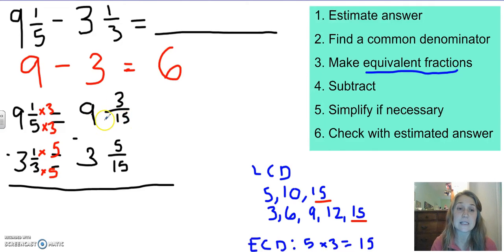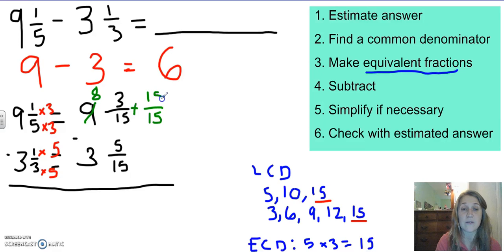9 and 3/15. I'm going to need to regroup one of my wholes. So I'm going to turn the 9 into 8 wholes. And I'm going to add this one whole to my fraction. But I'm not going to add it as one whole because we know that we have to have a common denominator when we add. So what's another way to write one whole? Maybe as a fraction? Well, if my denominator has to be 15, then my numerator has to also be 15. Because when the numerator and the denominator are the same, that equals one whole.